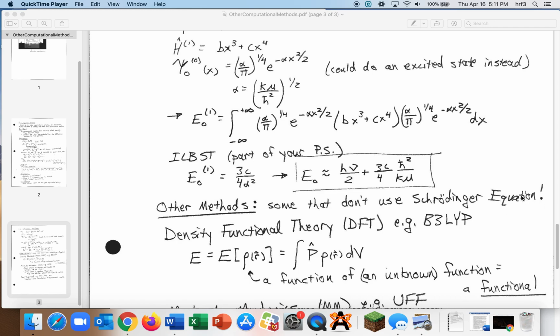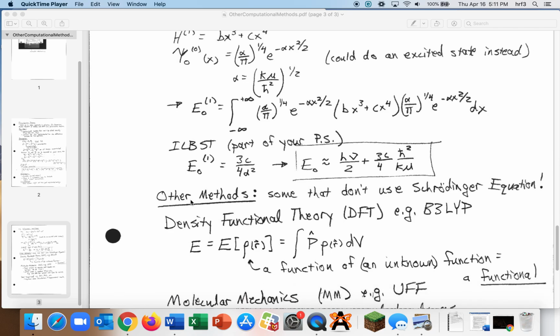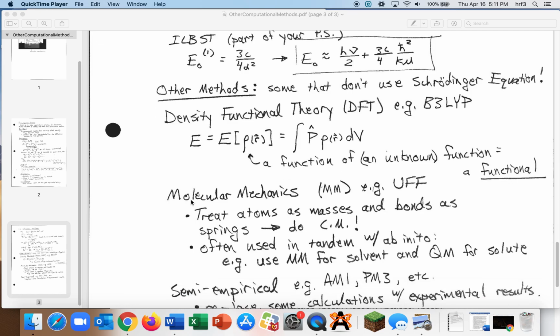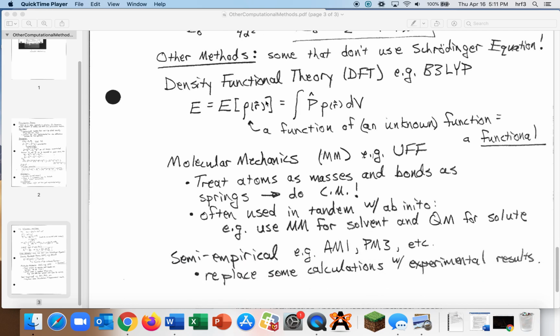All right, you'll do that in your problem set, and you'll do another example too with a particle in a slanted box. Some other methods, some of these don't even use a Schrodinger equation. Density functional theory is very popular and is used a lot. B3LYP is the main example. This doesn't use a Schrodinger equation at all.